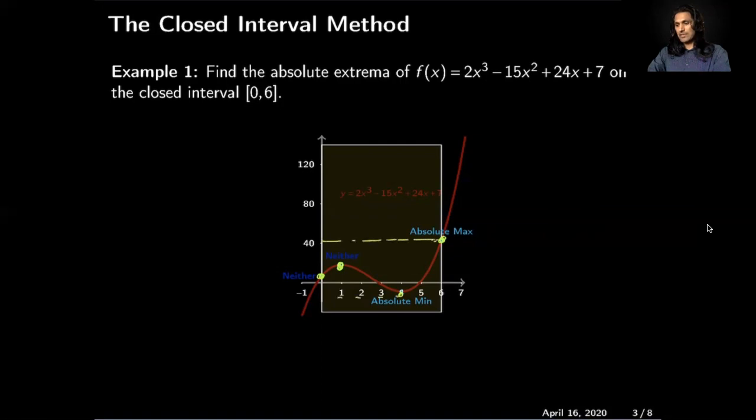So you can see that the highest y value is 43 around here, and the smallest value is negative 9 on the graph of this function. So these are the absolute max and absolute min. So by just looking at the graph of the function, we can also find the absolute max and absolute min.